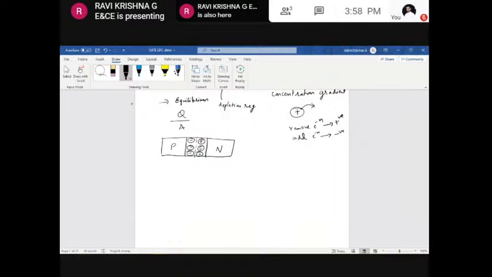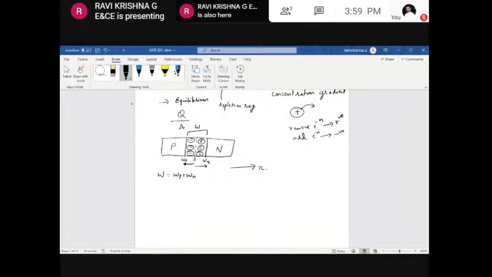If I consider this as the total width of the depletion region, I consider W as the total depletion width, and I consider this as 0. It means I'm just considering the X direction, only one direction. So this is the depletion width on the N side, and this is the depletion width on the P side. From here to here it has the depletion width of WP, and from here to here it has the depletion width of WN, where the total width is WP plus WN.